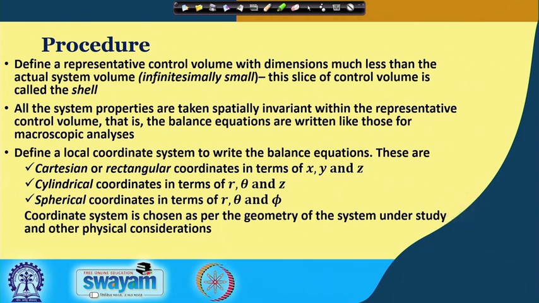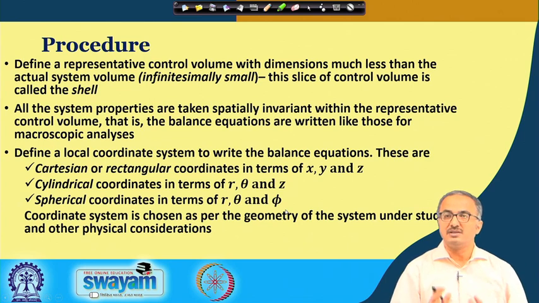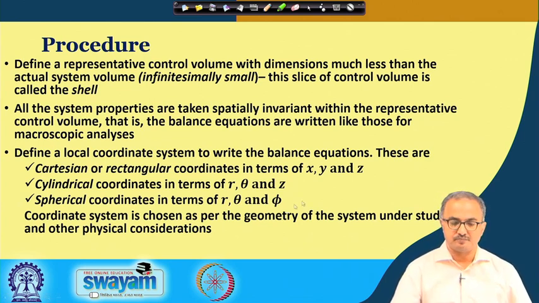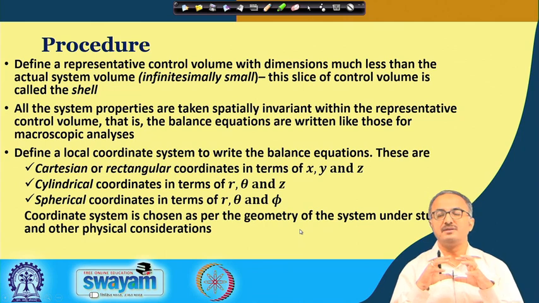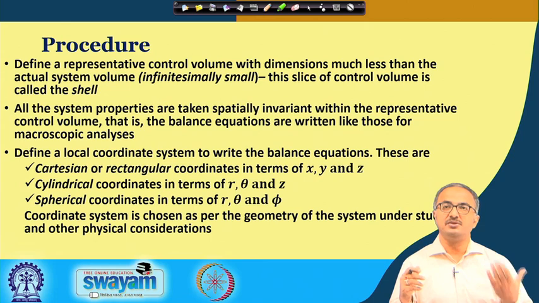As we have seen, we have three types of coordinate systems. One is the Cartesian or rectangular, in which we represent in terms of x, y, z. Then we have the cylindrical coordinates, represented by r, theta and z, and the spherical coordinates, represented by r, theta and phi. All these are known to us, and the coordinate system should be chosen as per the geometry of the system. For example, if we have a cylindrical vessel, the first choice could be that we go with cylindrical coordinates.